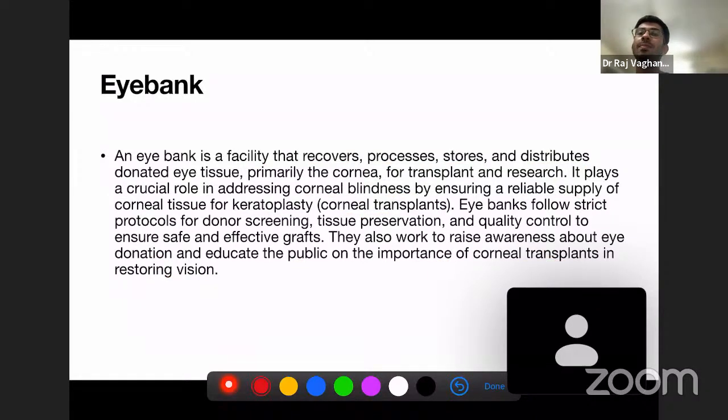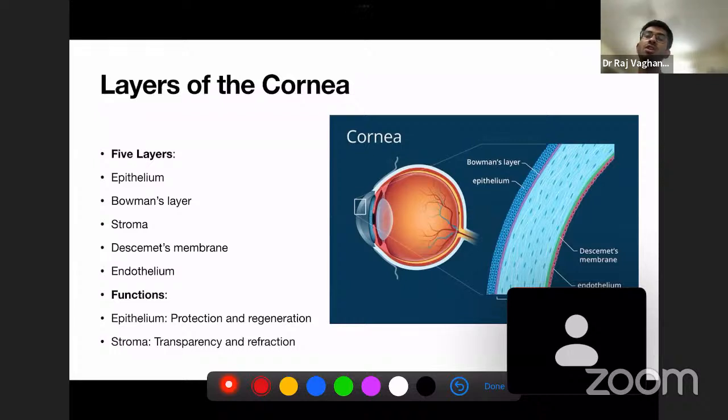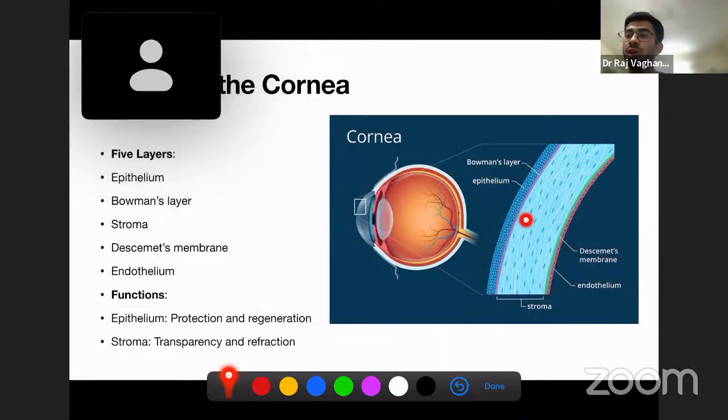Now the next topic is layers of the cornea. So what are the layers of the cornea? We have 5 layers of the cornea. First is the epithelium, you can see in the diagram. Then it's Bowman's membrane. Then this is the stroma, the big one, the light blue one. Then you have Descemet's membrane, and at last we have the endothelium. So these are the 5 layers. I'll mark them 1, 2, 3, 4, and 5. Just remember these layers: epithelium, Bowman's layer, stroma, Descemet's membrane, and endothelium.